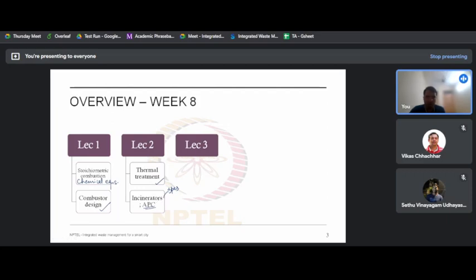Then lecture 3 was about the case study in Europe, where one research paper was discussed. They basically collected data from waste to energy plants across Europe, and then they tried to analyze the emissions from these waste to energy plants. The different types of emissions were discussed, and also the issues arising.